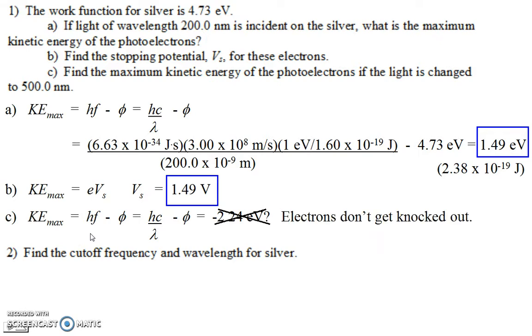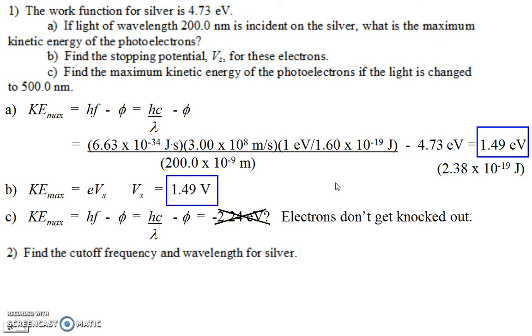So what's actually happening here is that electrons just don't get knocked out. The energy of the photon, in this case represented by hc over lambda, was just too small. It didn't beat phi. So we don't report an answer here. You never get a negative kinetic energy. That has no physical meaning. The meaning here is that this wavelength of light, 500 nanometers, didn't have enough energy to knock electrons out. So that's what it means here.